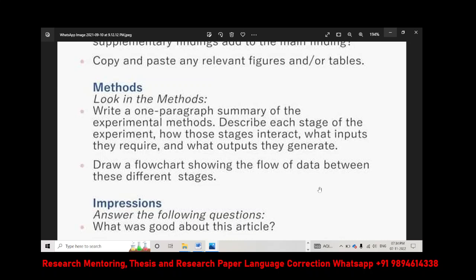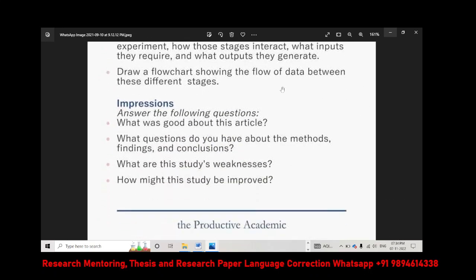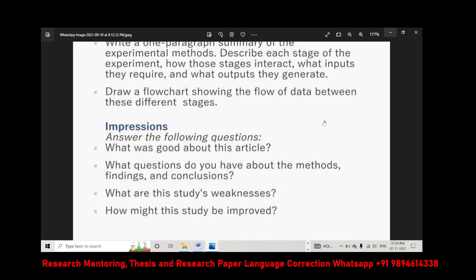Then you have to draw a flow chart showing the flow of data between these different stages. How it starts, how they conducted it and everything. Just draw a flow chart, and finally you will get to know exactly how they have conducted the research. And the last one is you have to answer the question: what was good about this particular research paper? Overall, after reading this, what was good about this article?